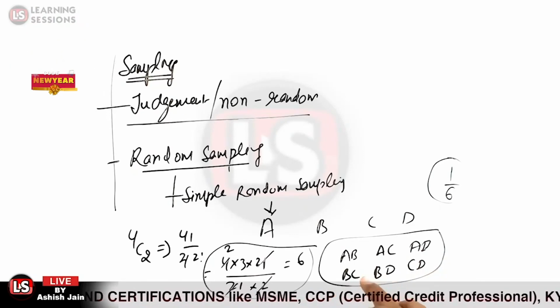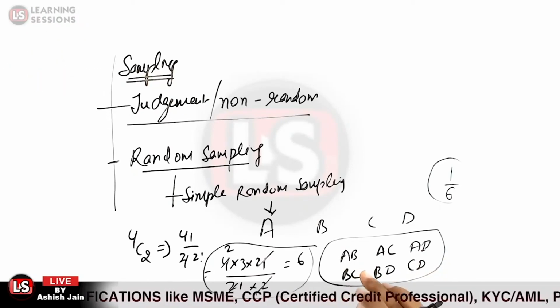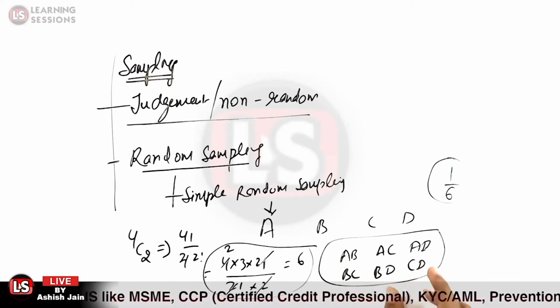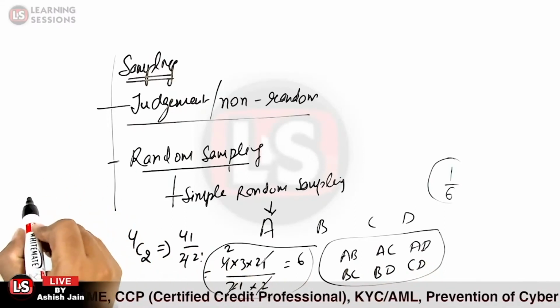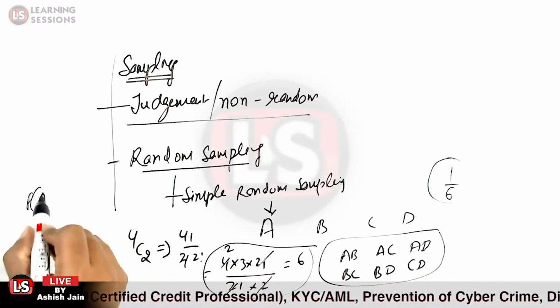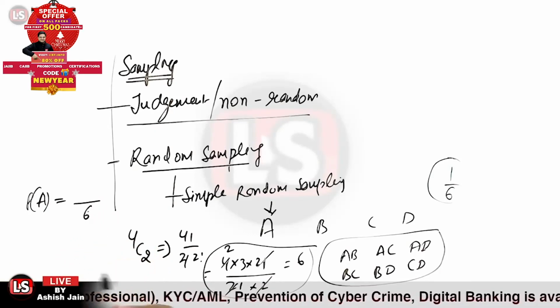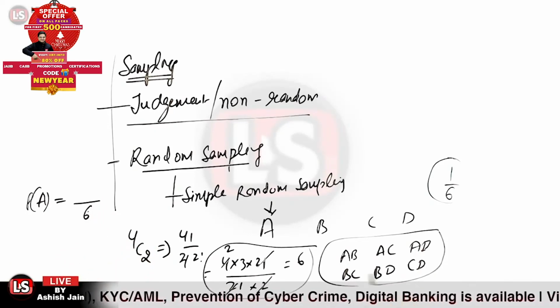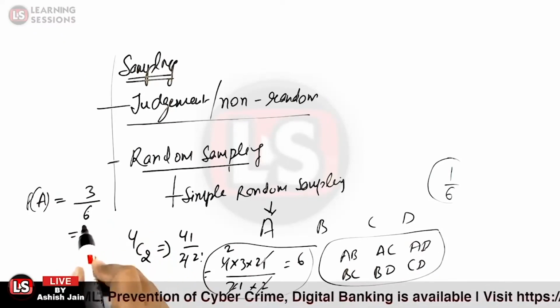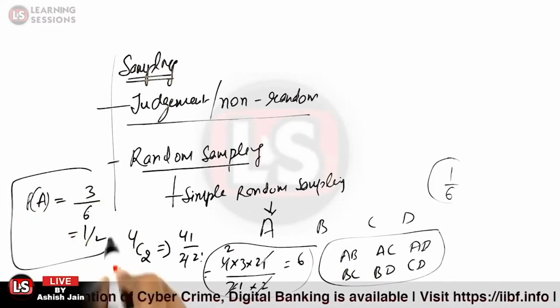Likewise, if we look at person A over here, the combinations are AB, AC, AD. So what would be the probability of selection of person A? Total events are 6, and A is over there in 3 events, so it will be 3 by 6, so it will be 1 by 2 probability.